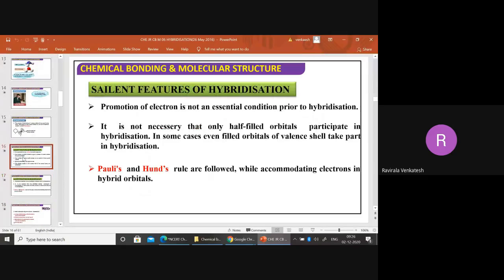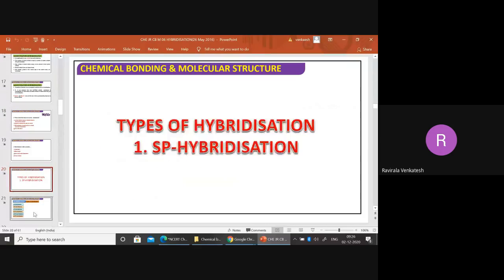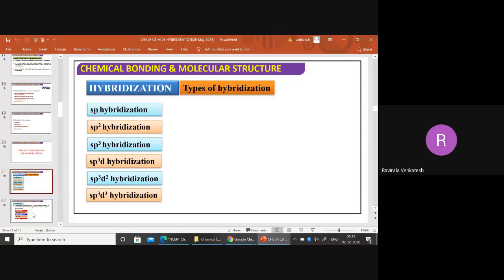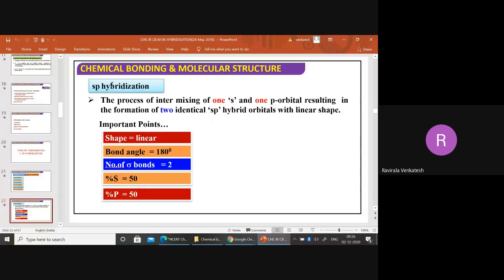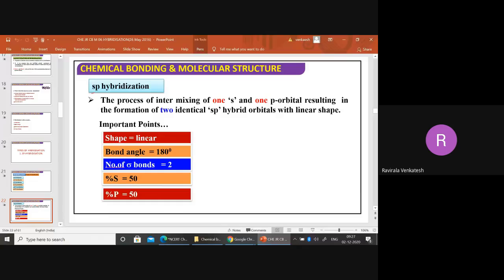So the features. These are the different types: sp, sp2, sp3, sp3d, sp3d2, sp3d3. But we'll discuss up to sp3d2 according to our syllabus. First of all, we'll see sp hybridization. In sp hybridization, how many s orbitals will be there, beta? How many p orbitals will be there?